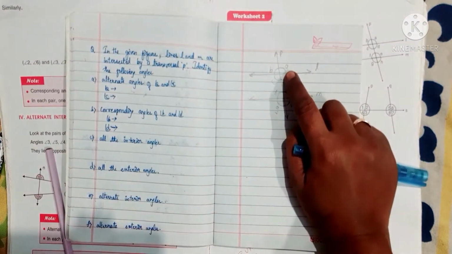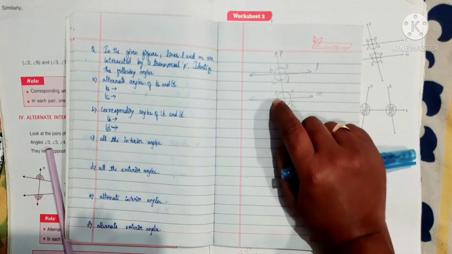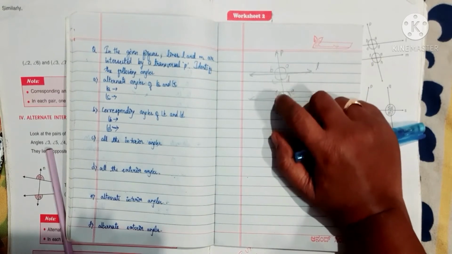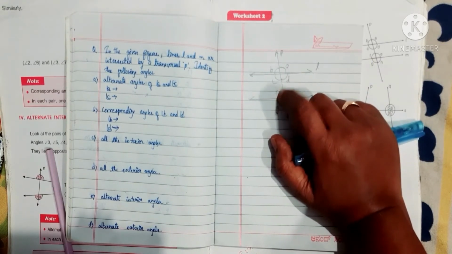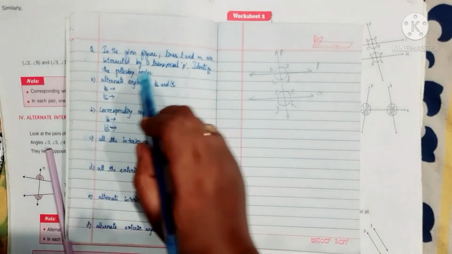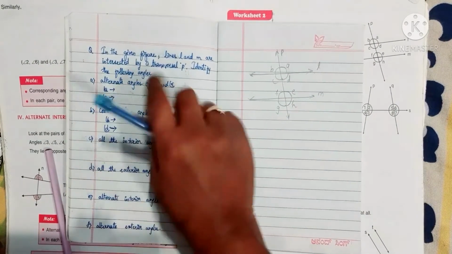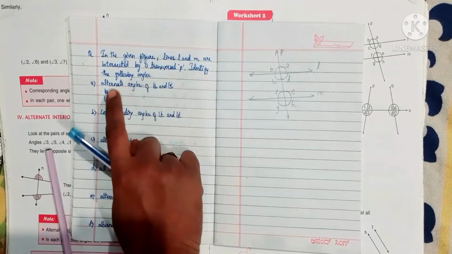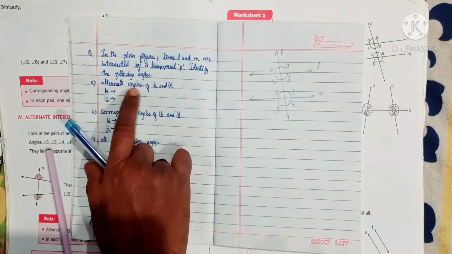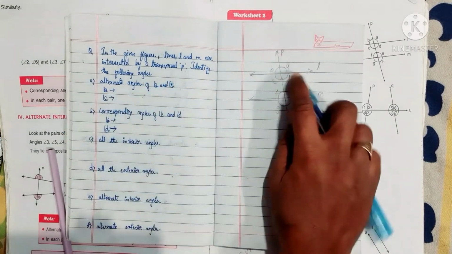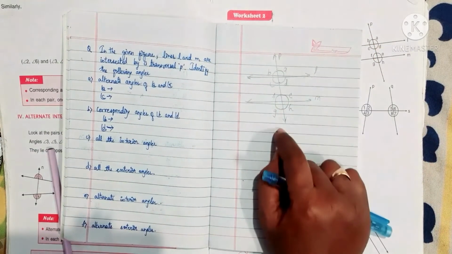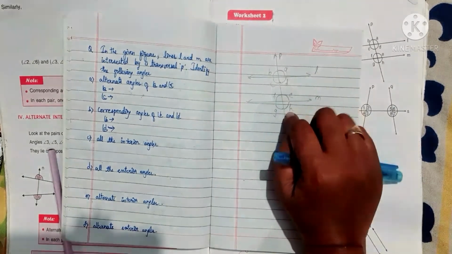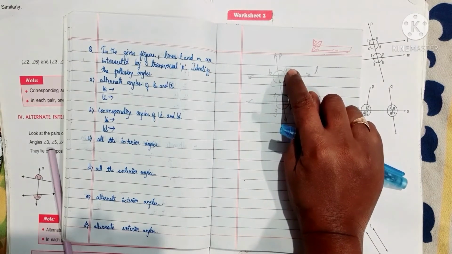For angle A, alternate angle here is angle F, because angle A and angle F lie on the opposite sides, as well as, children, let us solve the question. In the given figure, lines L and M are intersected by a transversal P. Identify the following angles. Alternate angles for A. Here in this figure, P is a transversal for lines L and M, because it is passing through the 2 points. So the alternate angle for A is angle G.